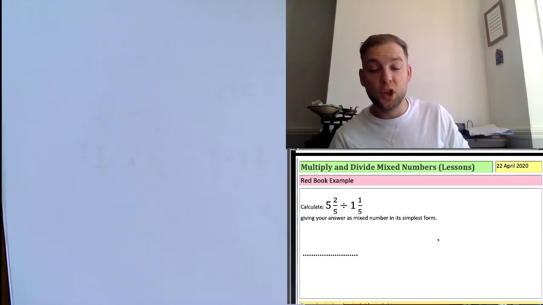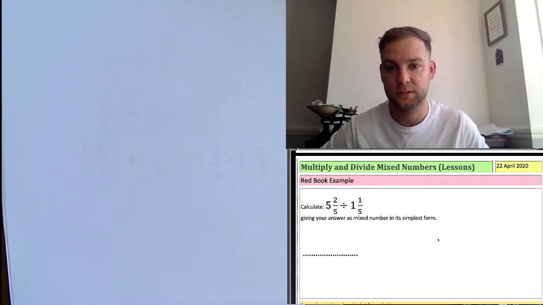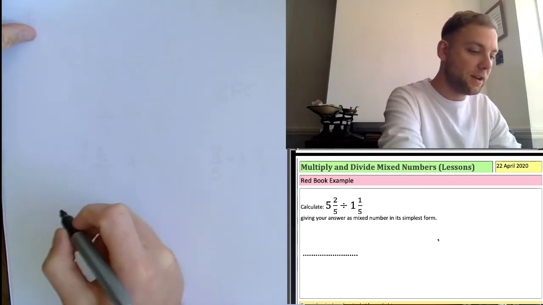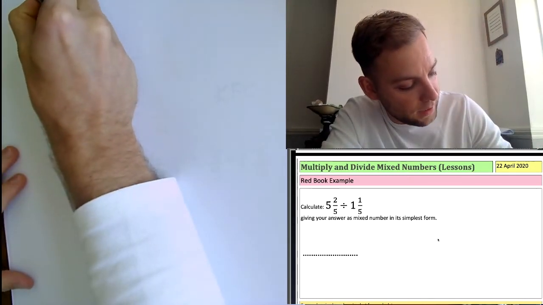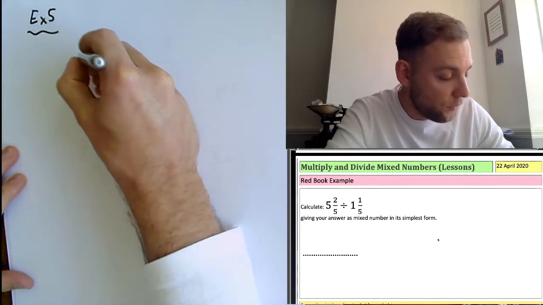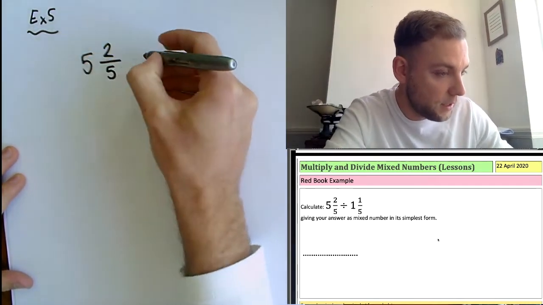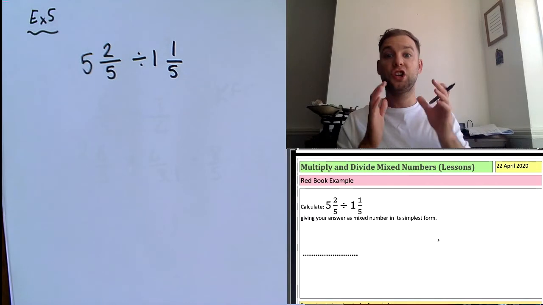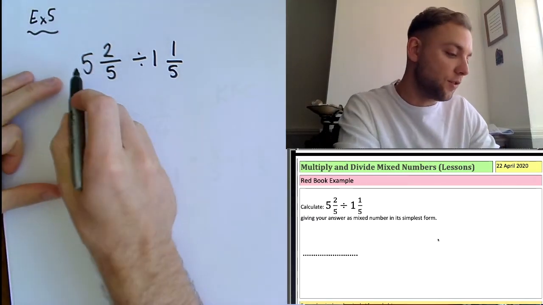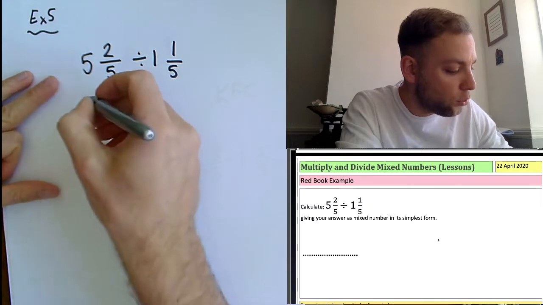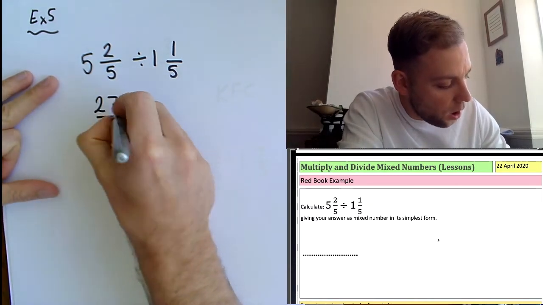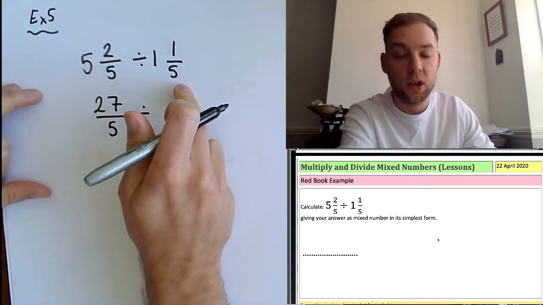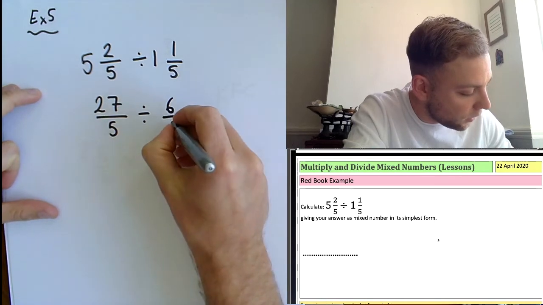So I'm going to give you the opportunity to pause and have a go at this yourself. So pause now if you want to have a go at this. I'm going to have a little go at it to make sure we're getting it right. So 5 and 2 over 5 divided by 1 and 1 over 5. So let's change it first to an improper fraction. So 5 times by 5 is 25, plus the 2 is 27 over 5. Divided by 1 times by 5 is 5, plus the 1 is 6 over 5.